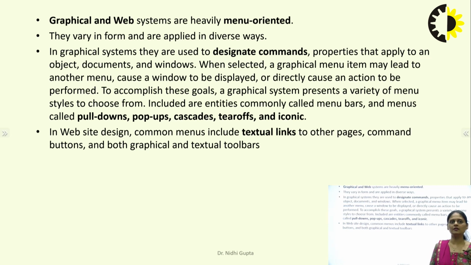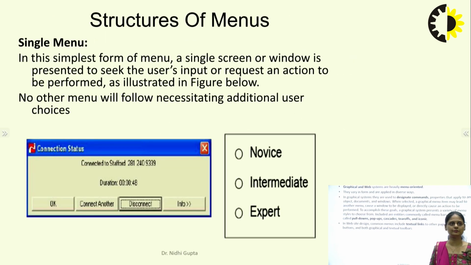Included are the entities commonly called menu bars, and menus like pull down menu, pop-up menu, cascades, tear off, and iconic menu. All these components are there when we go for any menu. In website design, common menus include textual links to other pages, command buttons, and both graphical and textual tools. We have seen that website pages also have menus, and when we click on those values, there are links, and we may proceed to another page.